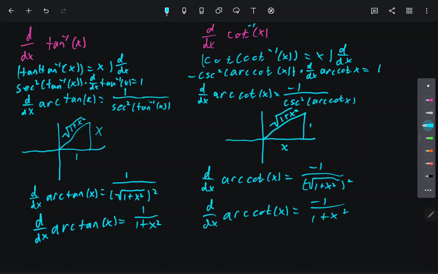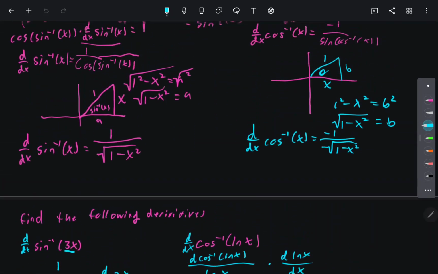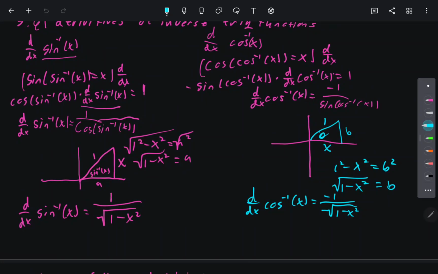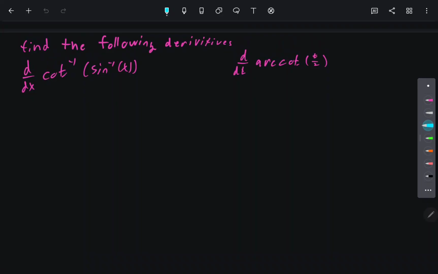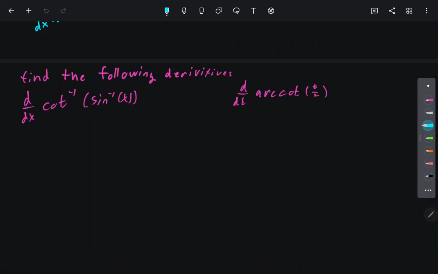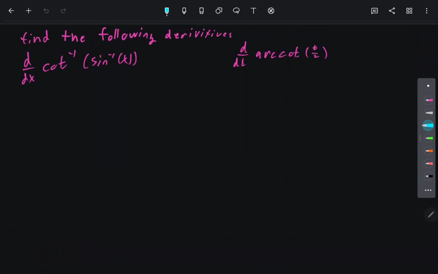The cofunctions are just the negative of the normal trig functions, and that still holds true. All right, well, let's do our final two. Or actually, no, we have some practice problems first.